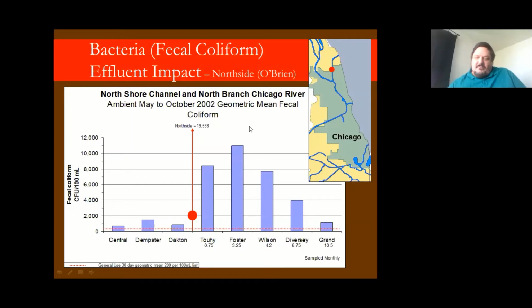And downstream from the Northside Treatment Plant, although it looks like it flows out into the lake, we talked about the reversal of the river, downstream is actually to the south towards downtown. And that's Touhy, Foster, Wilson, Diversey, and Grand. And you can see the bacteria levels do spike in the 5-digit range.